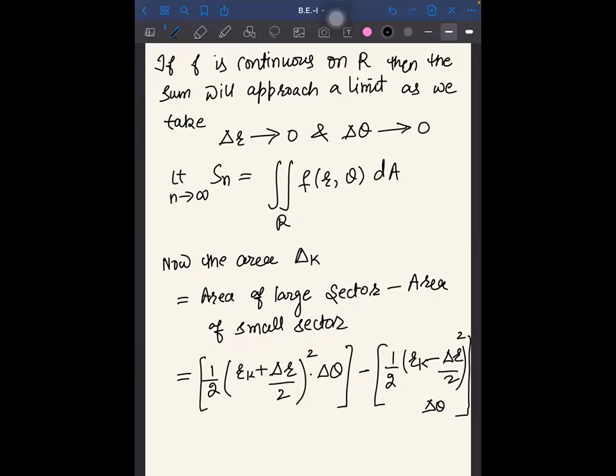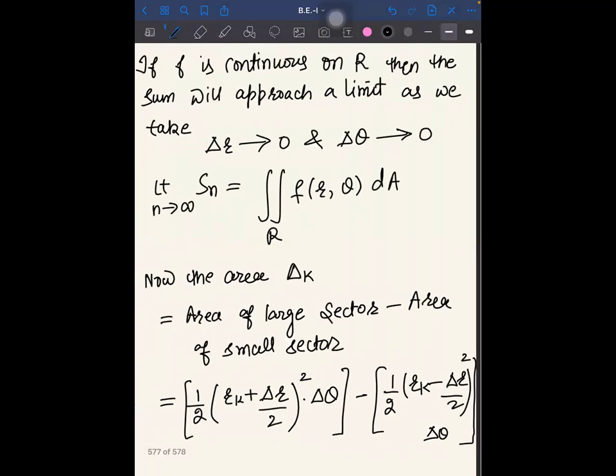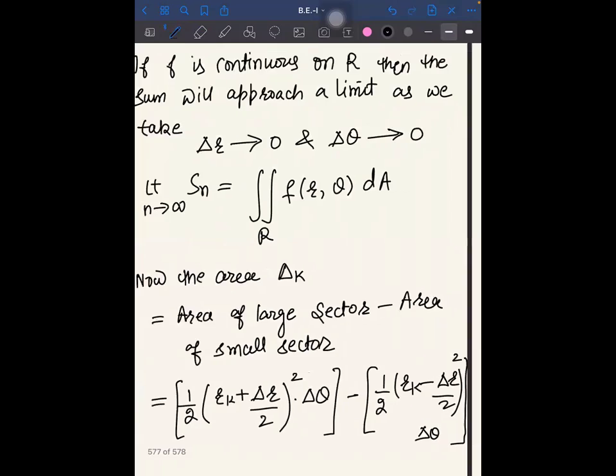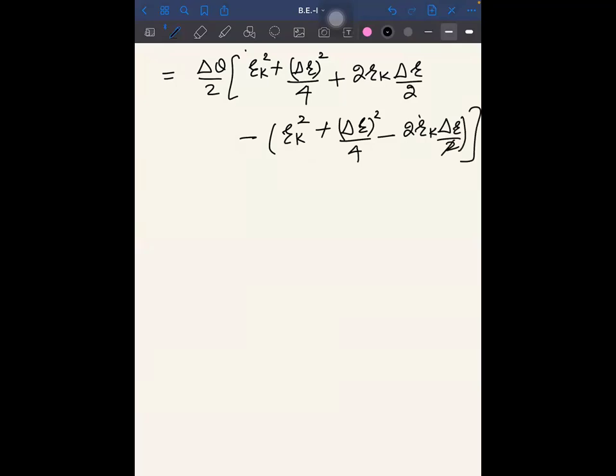let's solve this. So if we solve this, this will become what? We'll keep the delta theta by 2 outside. So this becomes delta theta by 2, and we have RK square plus delta R whole square by 4 plus 2 times RK delta R by 2, minus RK square plus delta R whole square by 4 minus 2 RK delta R by 2. ठीक है?